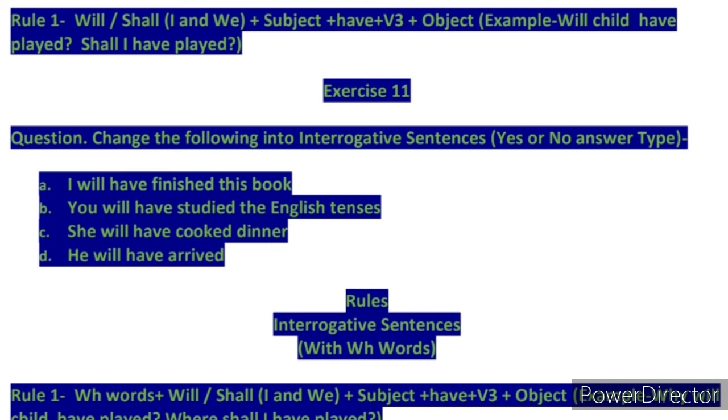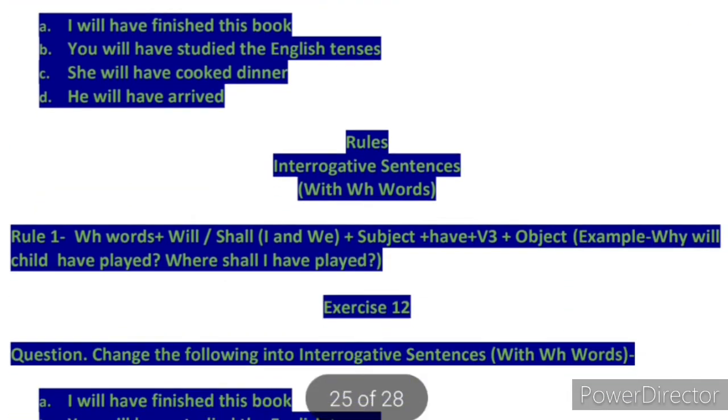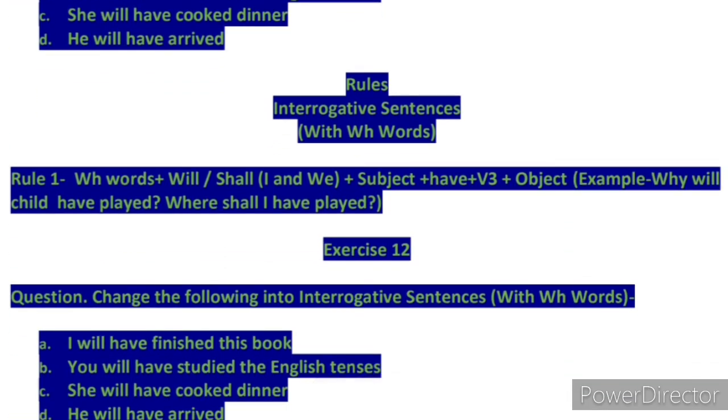Will you have studied the English tenses? Then she will have cooked the dinner. Will she have cooked the dinner? So now next and last is interrogative sentences with WH words. The rule is WH word plus will or shall plus subject plus have plus object.